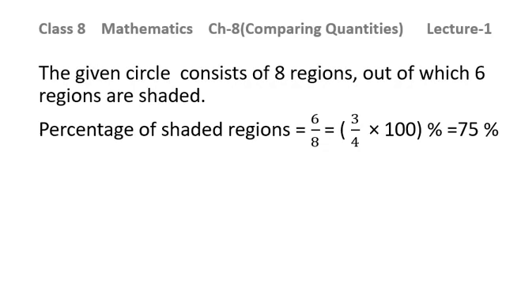6 parts were shaded, total parts are 8. So we have represented it first of all as the fraction 6 over 8 is equal to 3 over 4. We have converted it into simple standard form. This is the standard form 3 over 4, and then we multiplied it by 100%. The total will be 75%. So the percentage of shaded regions will be 75%.